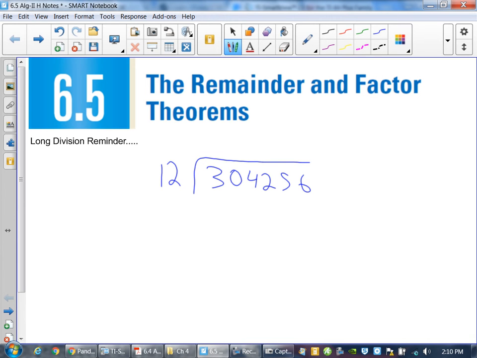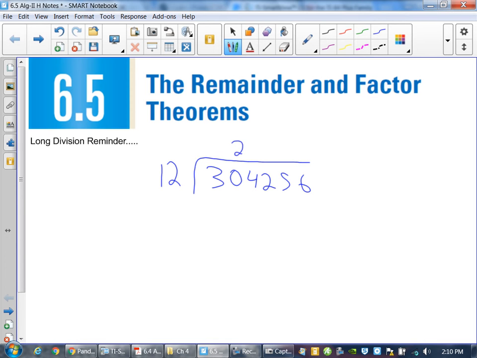So when we do this, we start with the process. The algorithm for long division really doesn't change for polynomials, but it's very similar. So we check, does 12 go into 3? No! Does 12 go into 30? How many times? 2. So I put a 2 here.